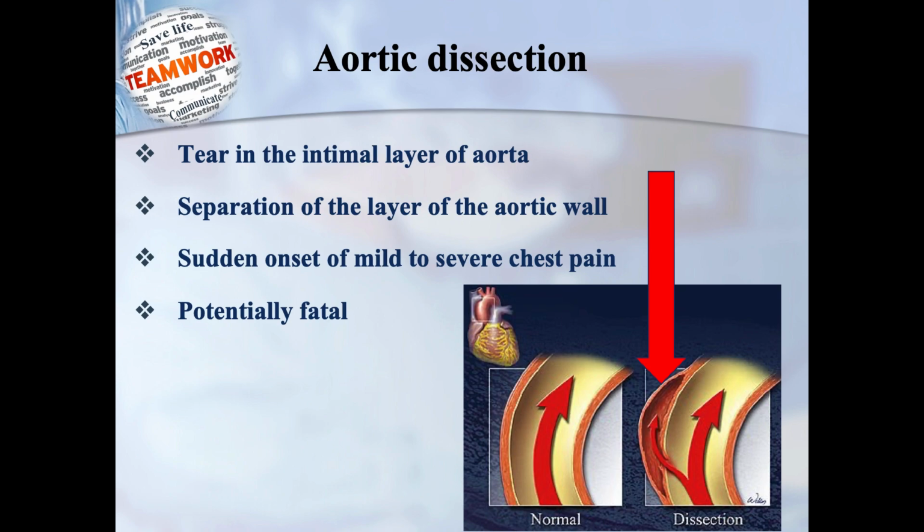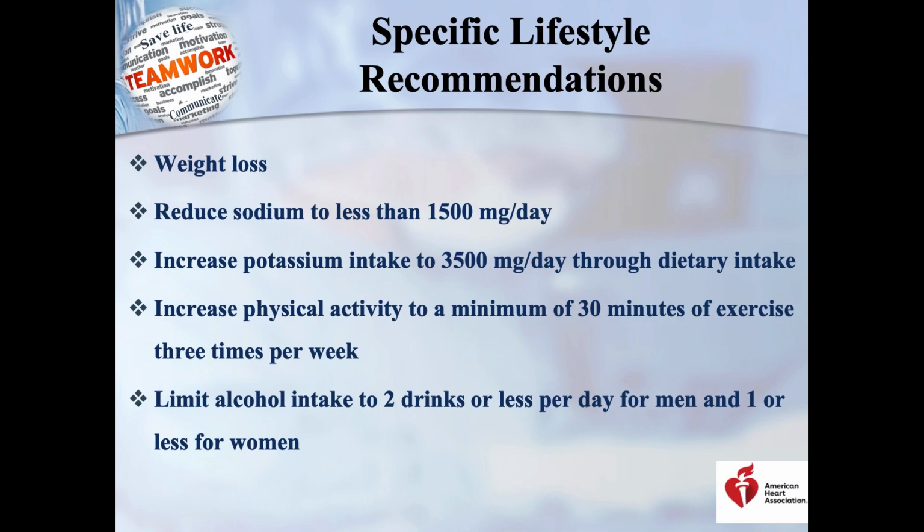A patient with significant uncontrolled hypertension could develop sudden onset of mild to severe chest pain due to aortic wall rupture or aortic dissection. Although this is not related to a medical emergency, the American Heart Association highly recommends the following specific lifestyle recommendations to control elevated blood pressure, which I think is worth mentioning.